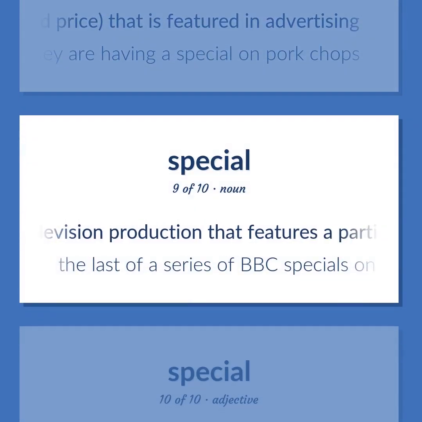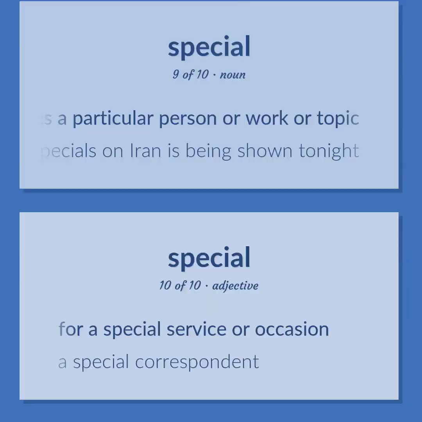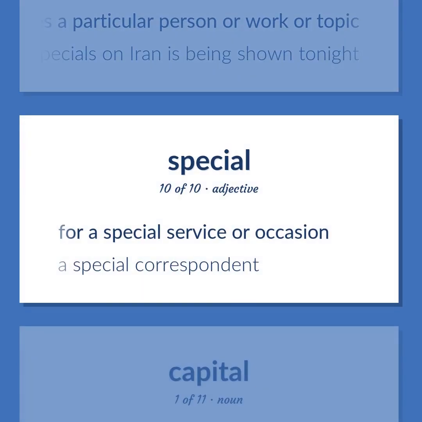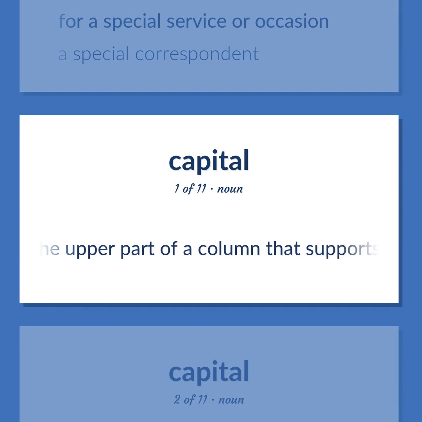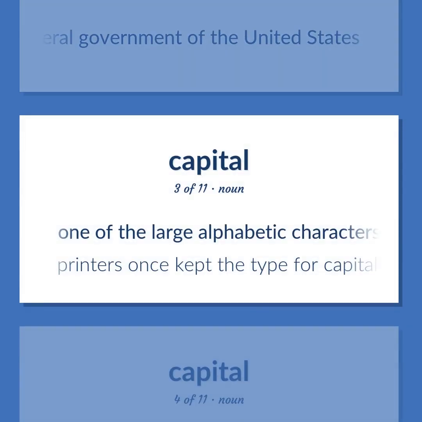A television production that features a particular person or work or topic. The last of a series of BBC specials on Iran is being shown tonight. For a special service or occasion. A special correspondent. The upper part of a column that supports the entablature. The federal government of the United States. One of the large alphabetic characters used as the first letter in writing or printing proper names and sometimes for emphasis.